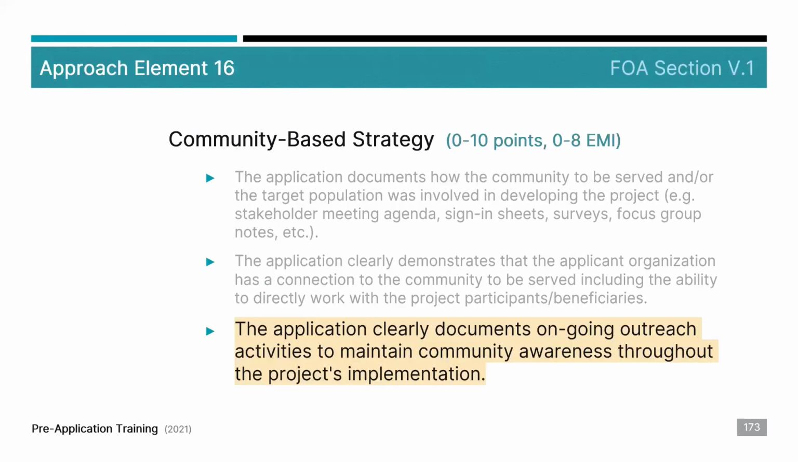And the third element is the application clearly documents an ongoing outreach activity to maintain community awareness throughout the project's implementation. And this is really important because community outreach and having a communication strategy that's planned now and then implemented once your project starts is key, especially to get that community support for your project. You've already started by including them in your project design. Your community's been involved that way.